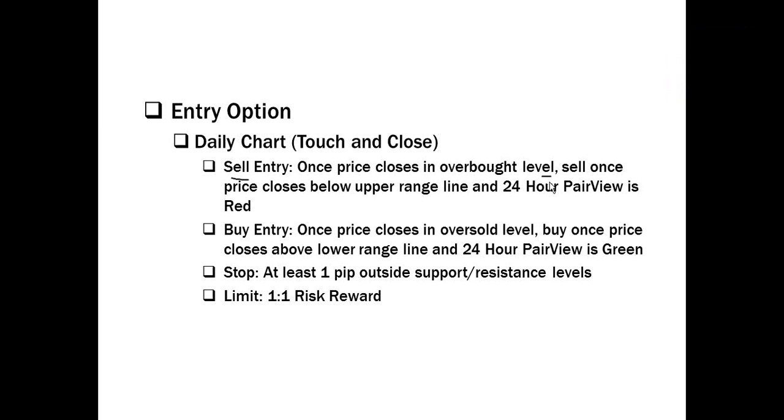Sorry about that, I had to change something. Once price closes in the overbought level between the upper range line and resistance, you would sell once the price closes on a daily chart below the upper range line. So that's called a touch and close. You're waiting for it to touch and close in the overbought territory, and then you're waiting for a following candle to close below that upper range line.